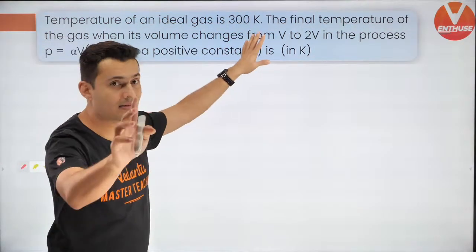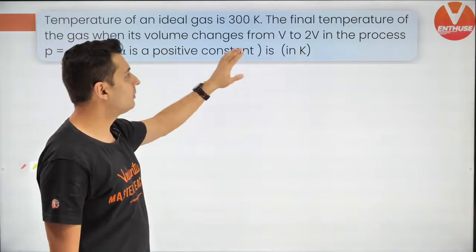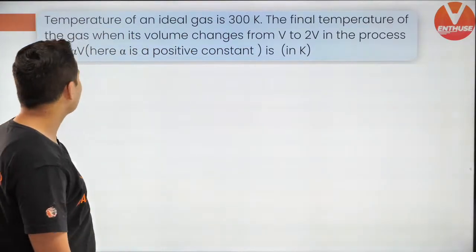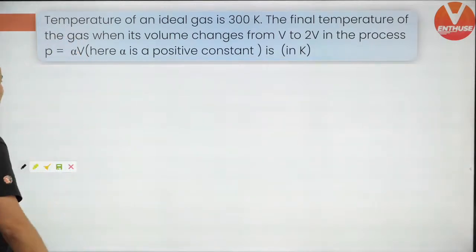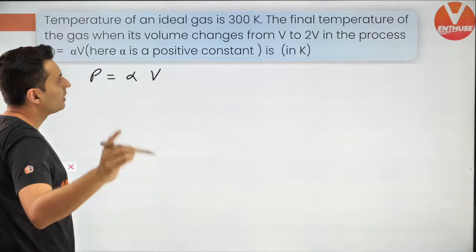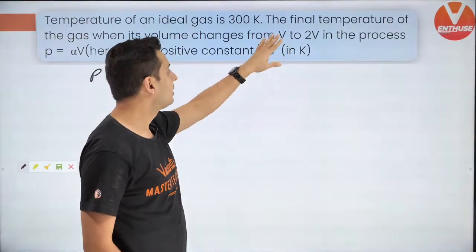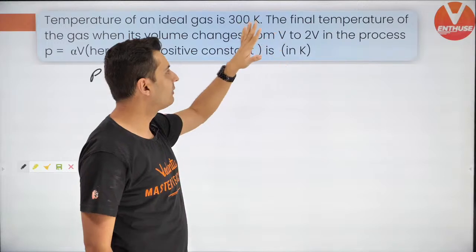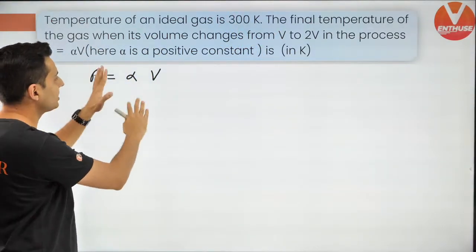The initial temperature of a gas is 300 Kelvin. What is the final temperature of the gas when its volume changes from V to 2V in the process P equals alpha V, where alpha is some positive constant? Let's do this, guys. P is equal to alpha V. The question demands that we find the relationship between volume and temperature, but the given relationship is between pressure and volume.